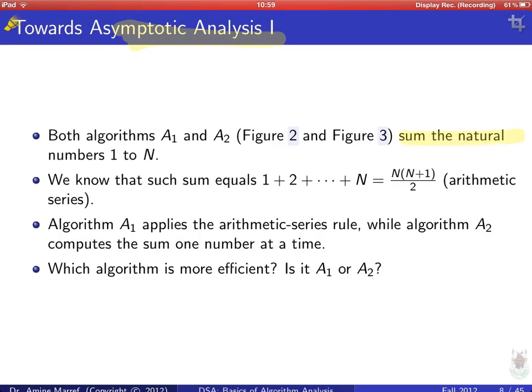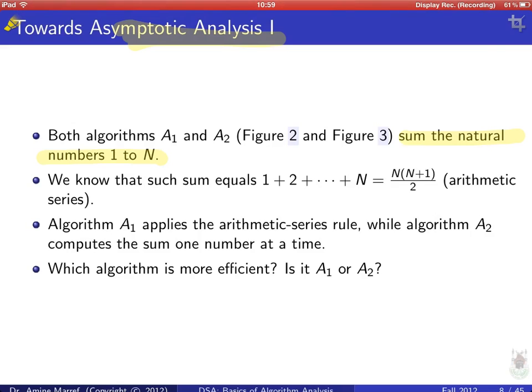By that, what do we mean? The time that it takes does not depend on the input. So if we give it n, input n equals 100 or 1000 or 1 million, it will always find the value of the sum in almost the same time.